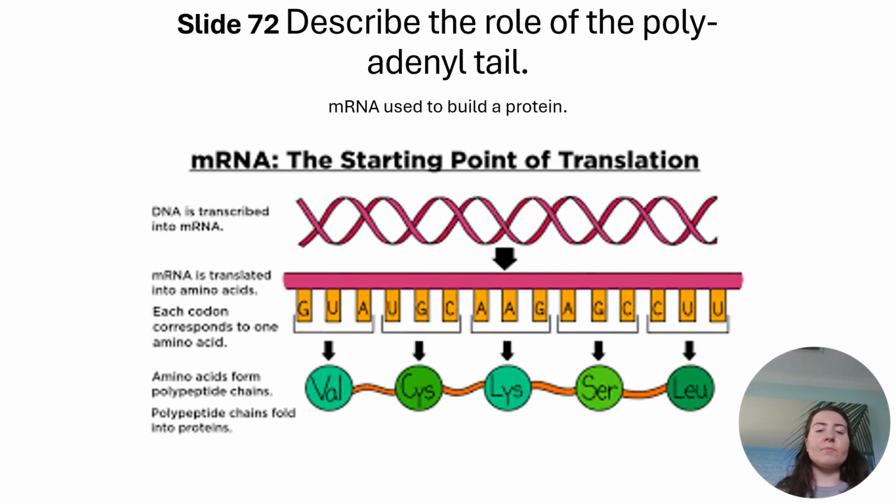72. Describe the role of the poly-A tail. mRNA builds a protein. You can see the starting point of that translation.